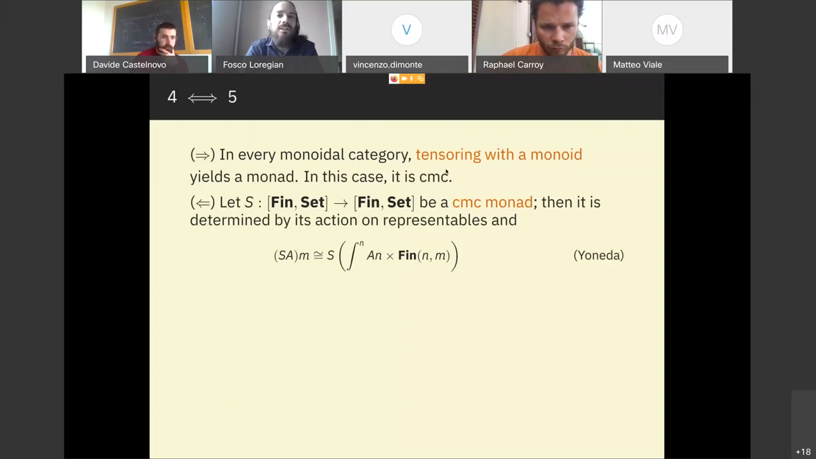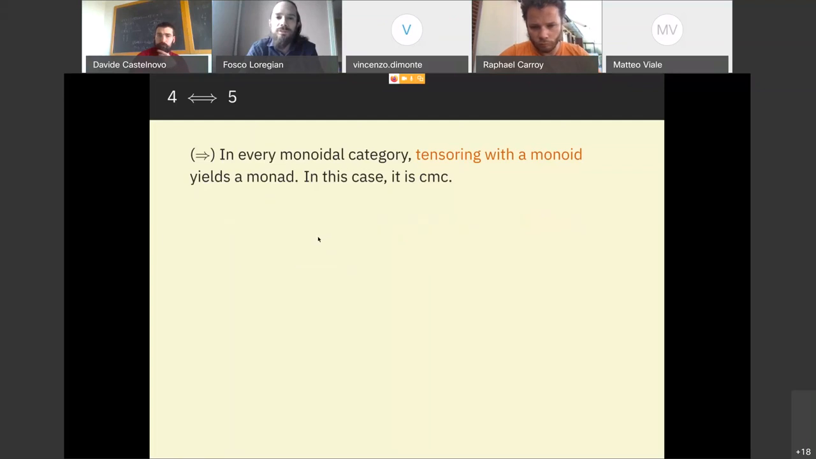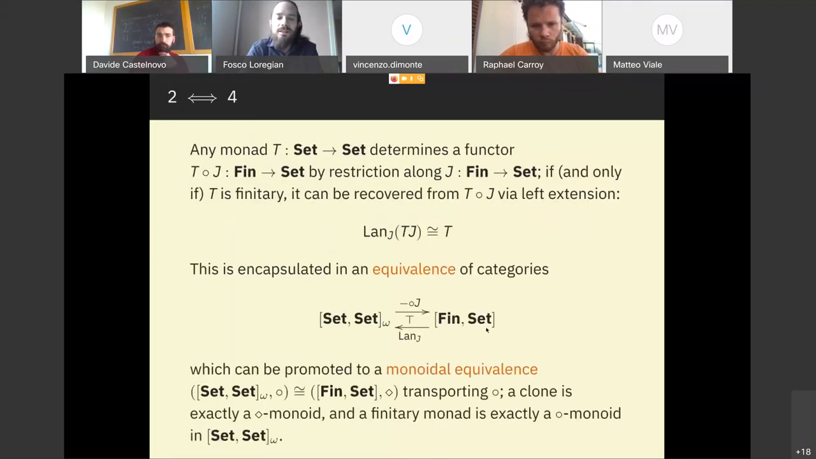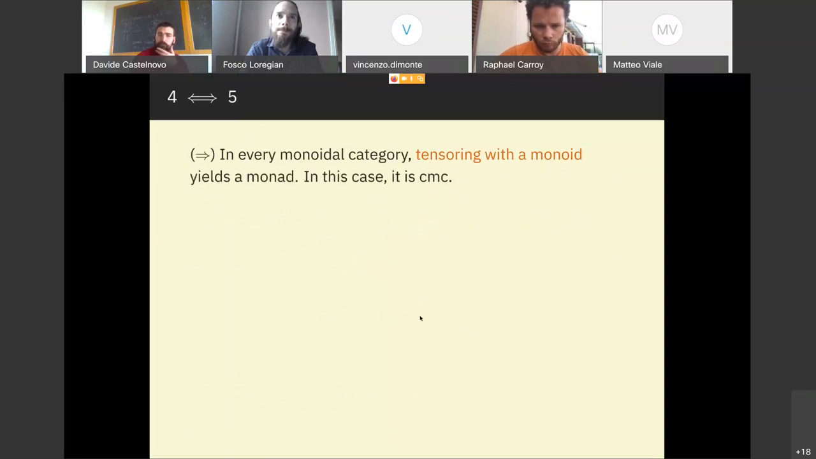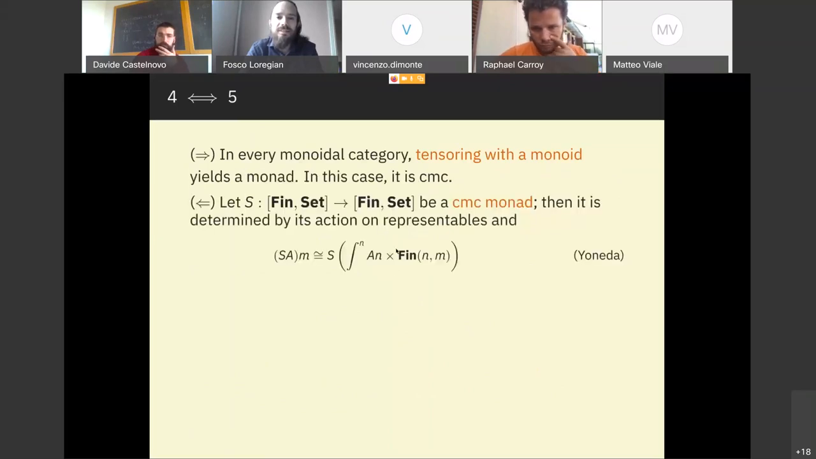In every monoidal category, if you take a monoid and you tensor with it, you get an endofunctor that is a very specific kind of monad. So the idea here is that if you take a Cartesian operad, so if you take a monoid here, you obtain a monad over the category FinSet of this kind, S, that essentially tensors with respect to the substitution product with the monoid you chose.